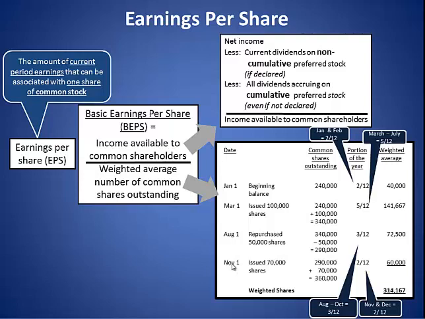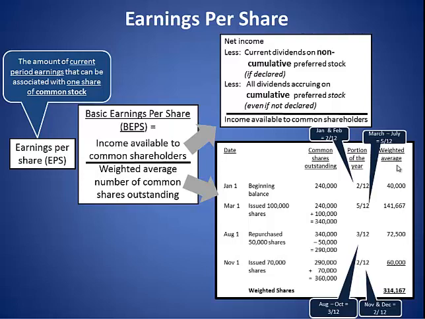On November the 1st, then, we issued another 70,000 shares, so we would have 290,000 shares plus the 70,000 shares equals 360,000 times November and December, 2 months, so that would be times 2/12, and that's going to equal 60,000.